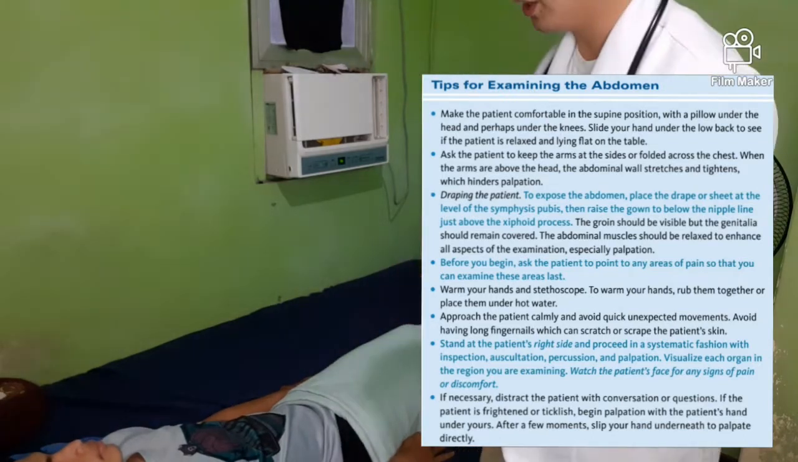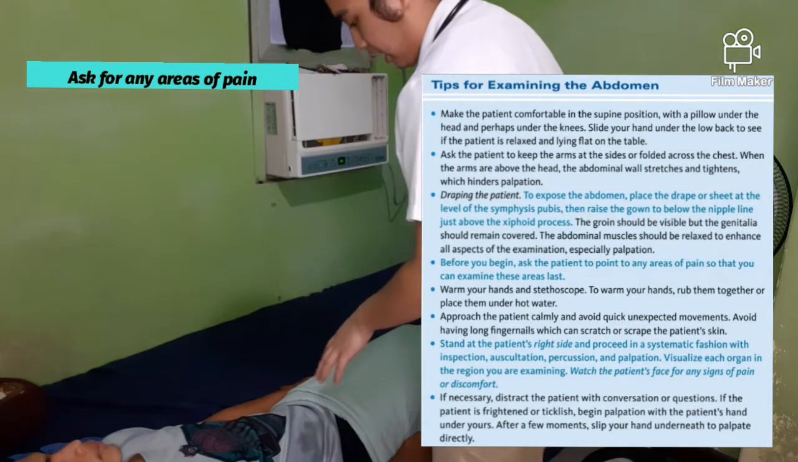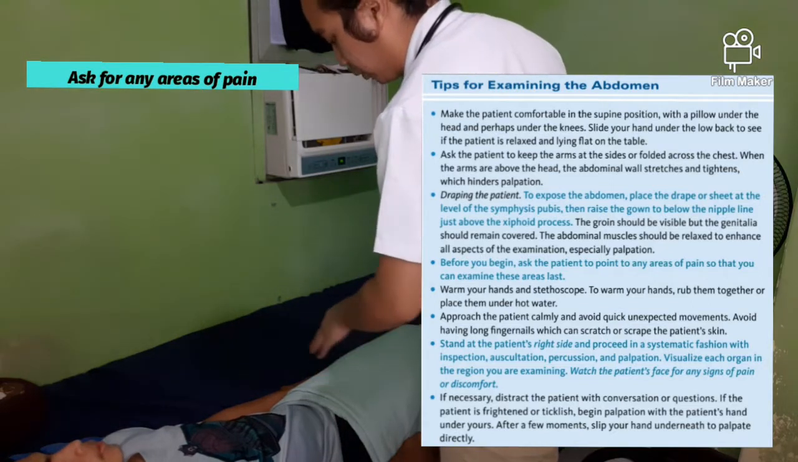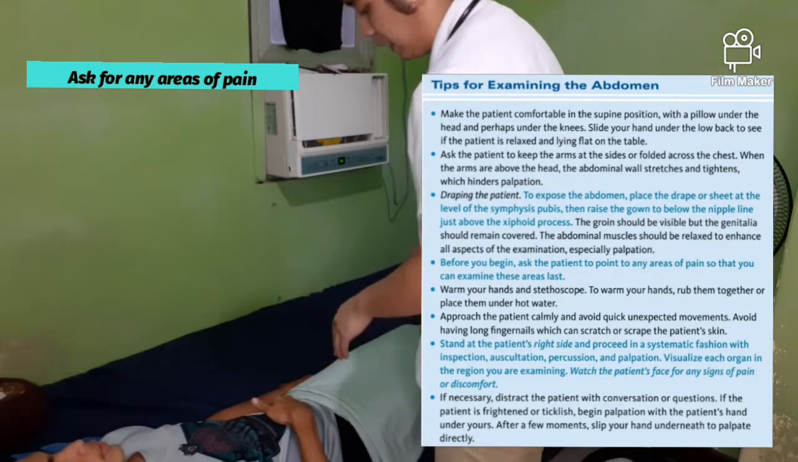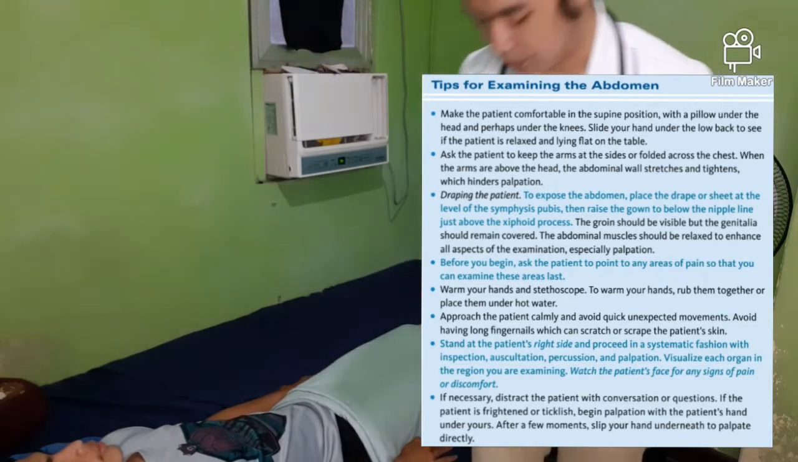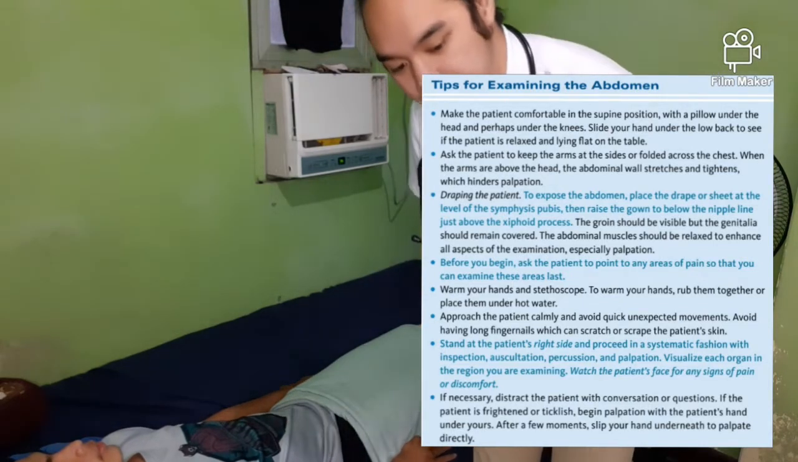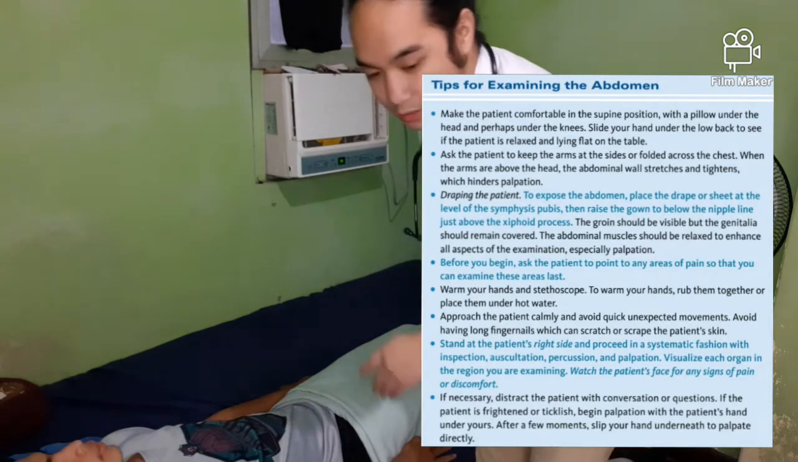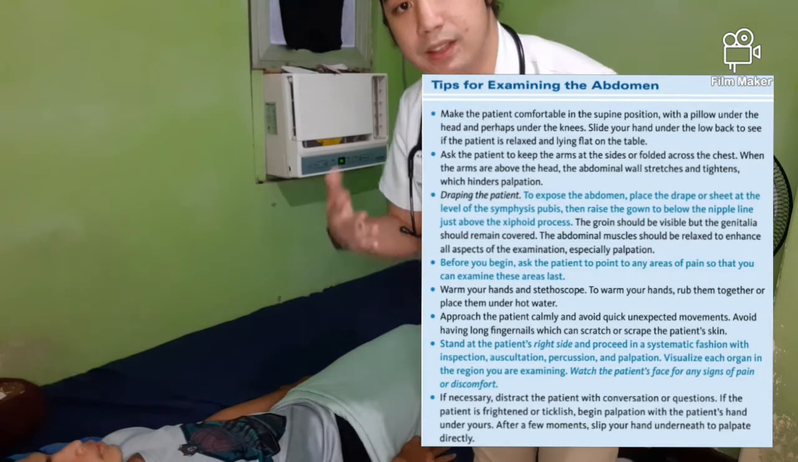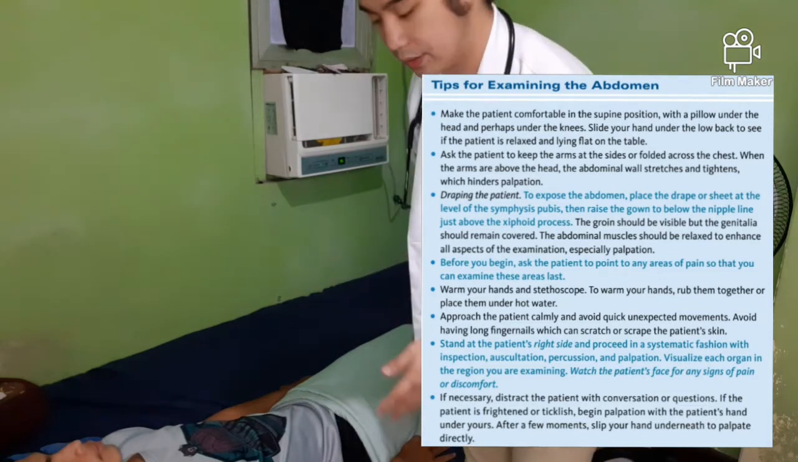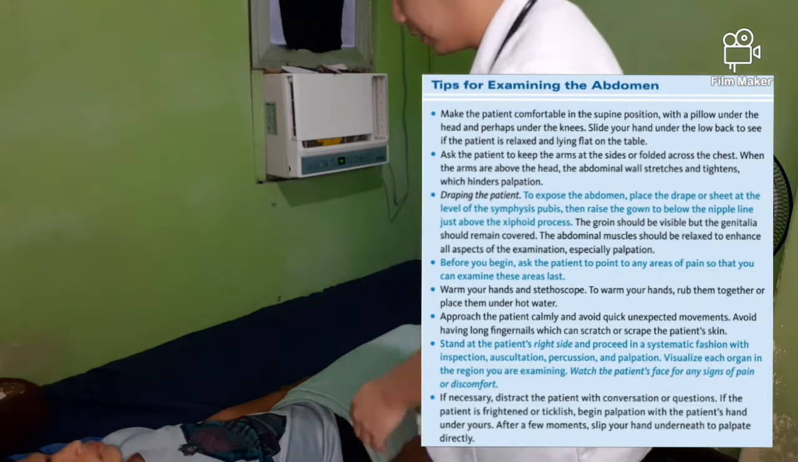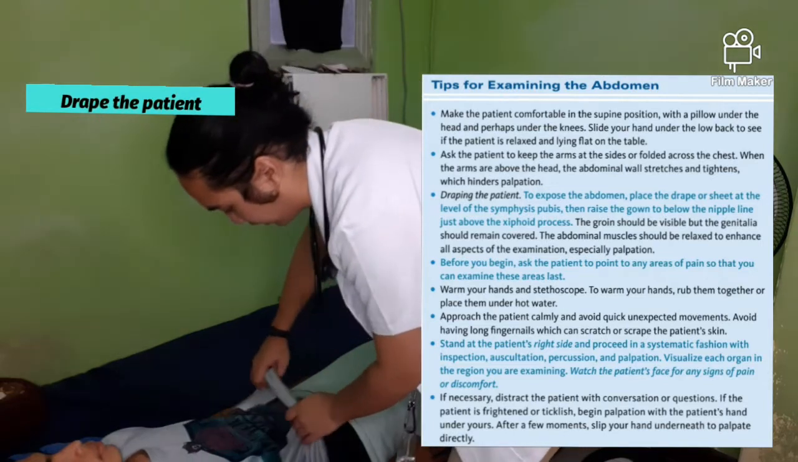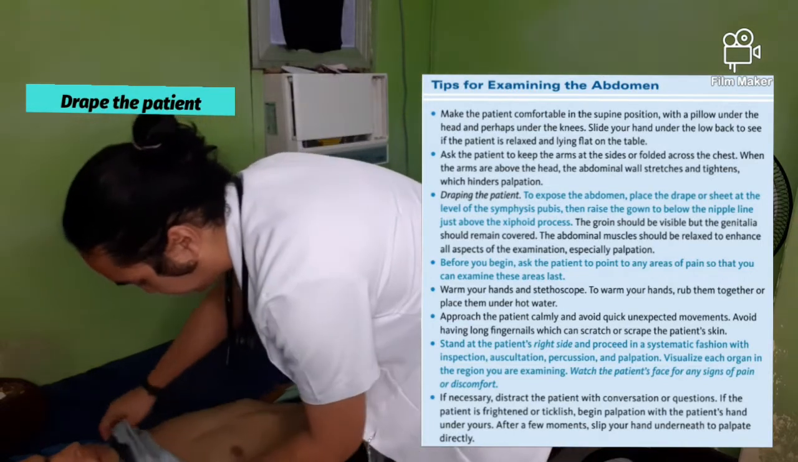Okay. So, sir, may I ask you, where is the pain located? Point to it. There. So we ask the patient where the pain is localized so that we will examine that area last, or that quadrant last. Okay, so first we are going to drape the patient.